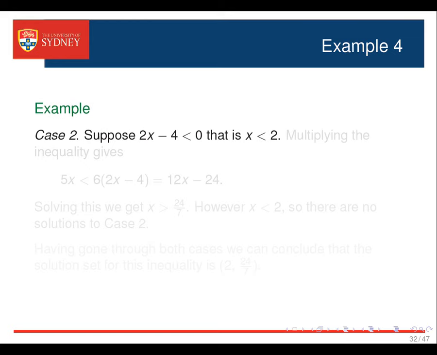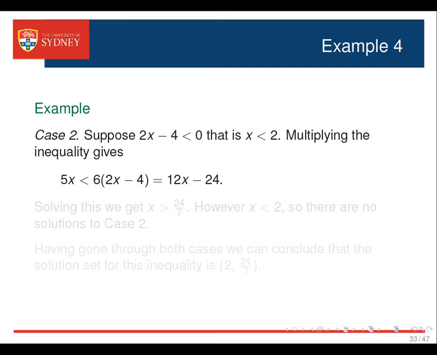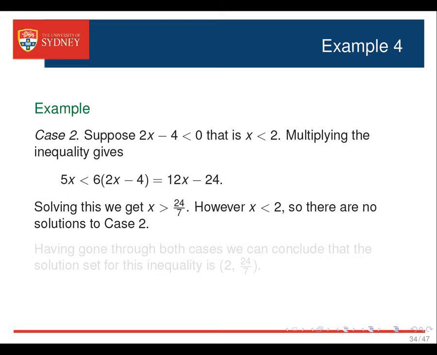Now, in the second case, we assume that 2x minus 4 is negative. That is, x is less than 2. We multiply both sides by 2x minus 4, keeping in mind that the inequality needs to be reversed as 2x minus 4 is assumed to be negative. Expanding and simplifying the inequality, we find that x is greater than 24 over 7, which, if you recall, was about 3.4. But we assume that x is less than 2, so for this particular case, there are no x values that satisfy the inequality.